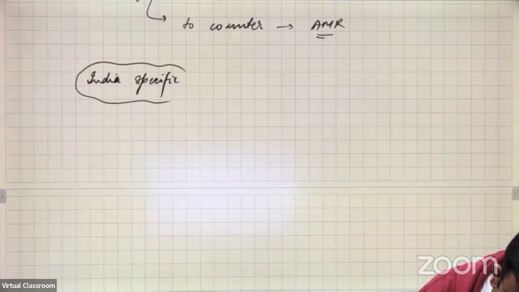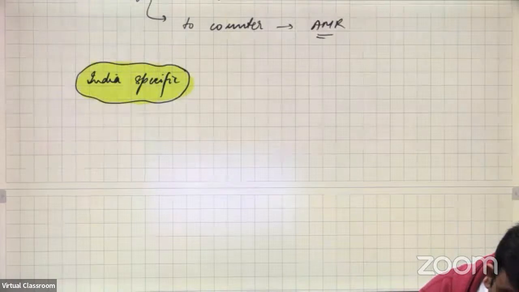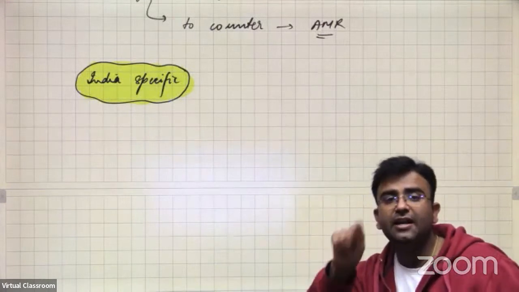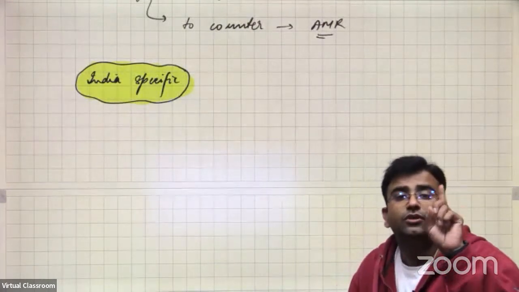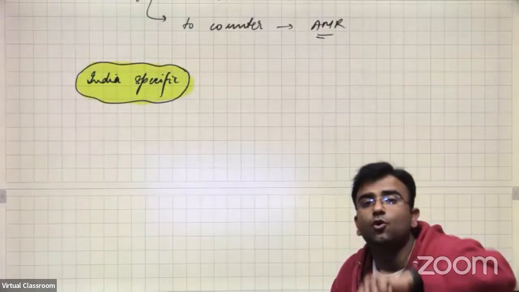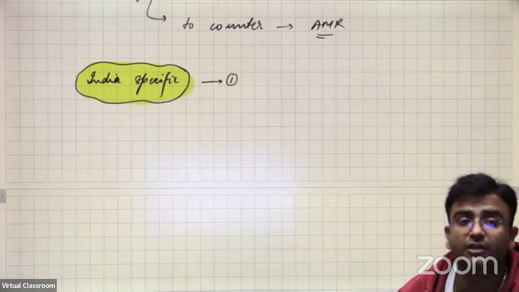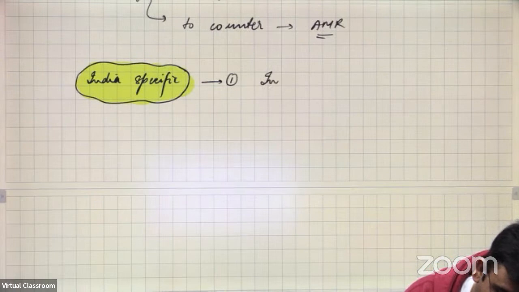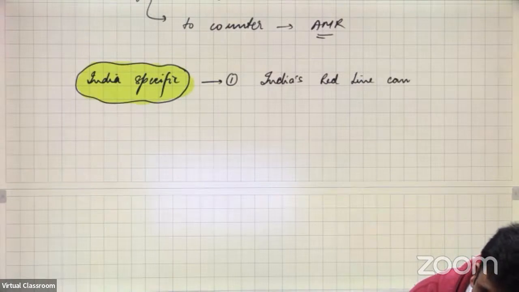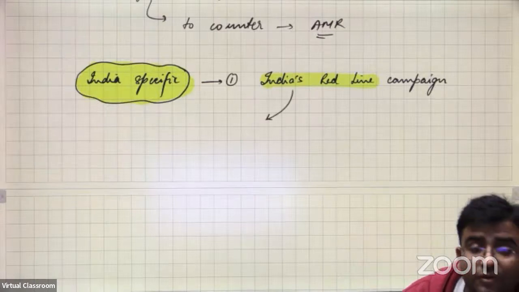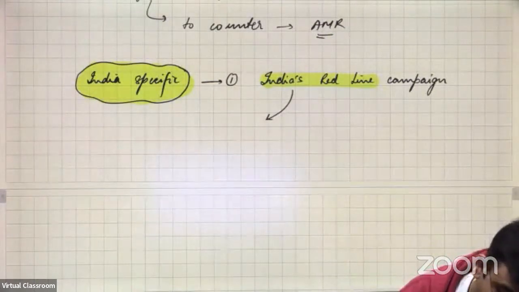In India, one of the very common things that we have observed is that when we go to a chemist to purchase an antibiotic, that antibiotic has a red line behind it. The red line behind antibiotics is there to discourage the sale of that antibiotic over the counter. So in India, the first step that you can mention is what is known as India's Red Line campaign.